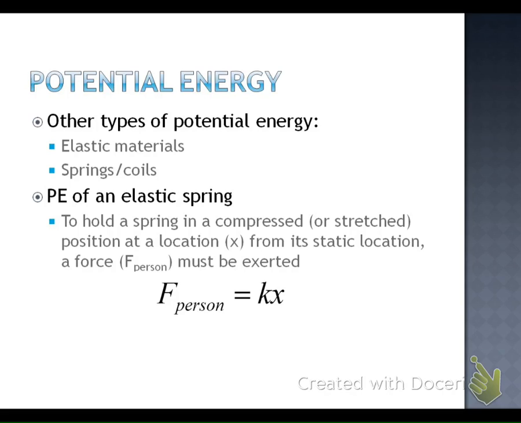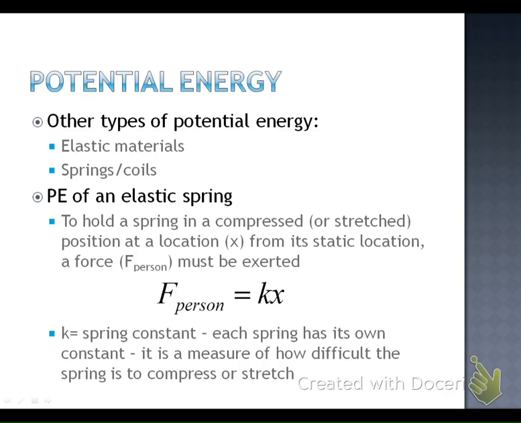Okay, so here is our equation for a spring. When we exert a force, the only reason I put F person is because we need to know that that's an applied force of some kind. You just need to know that this is a force that's applied, holding this spring in a compressed or a stretched position at some x meters from its static location. So force exerted equals K times x.